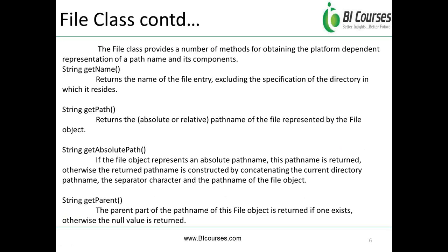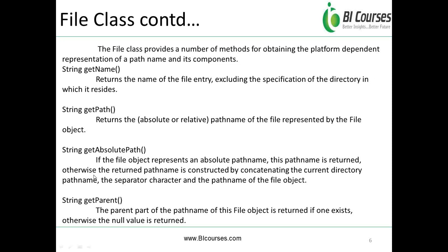So there are various methods we have in the File class, like getName, which returns the name of the file entry. So if you have test.txt, okay, so File f = new File("test.txt"), and if you print f.getName(), then it will give you test.txt. Okay, and also getPath, which returns the absolute or relative path name of the file represented by the File object. And also we have one more method called getAbsolutePath.